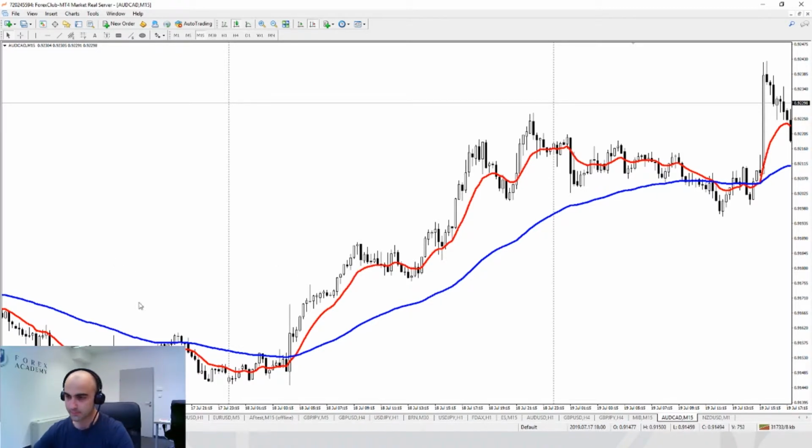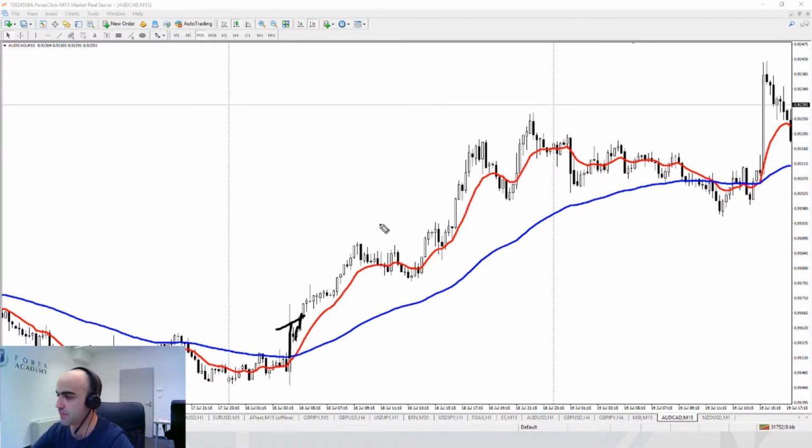Well, in this case, as I show you, like here, rejection, rejection, rejection. This is the first one into the EMA 12 above, therefore opening a long position and waiting for the next convergence in order to close the trade.